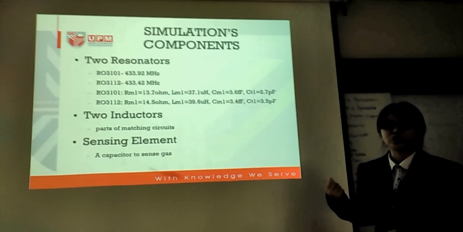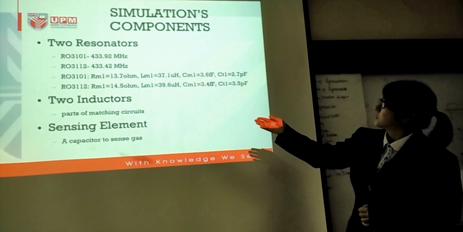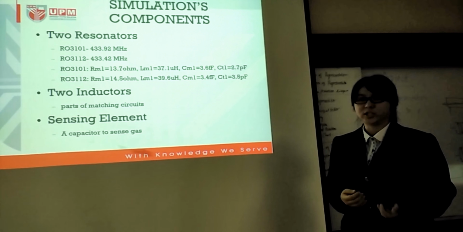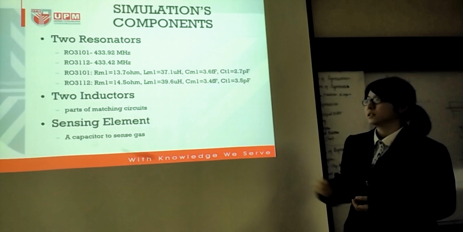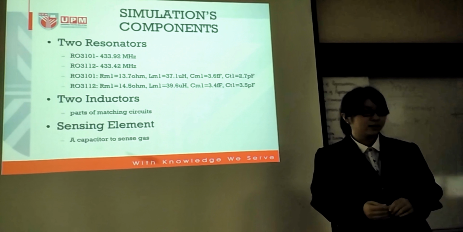So these are the simulation components of our design. There are two resonators. One is RO3101, another one is RO3112. These values can be obtained from the datasheets of the resonators. The second component is the inductors, which are a part of the matching circuit. And the last one is the sensing element, which is a capacitor to sense the gas.